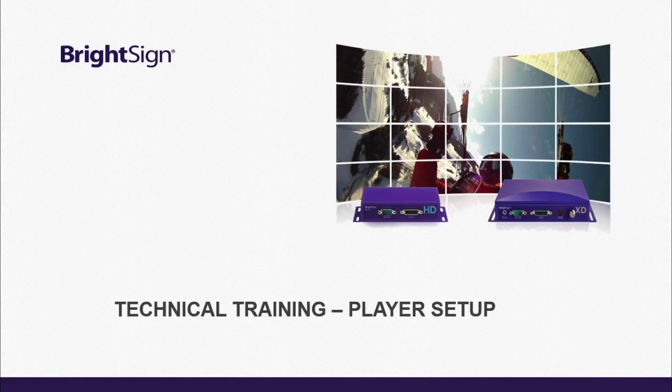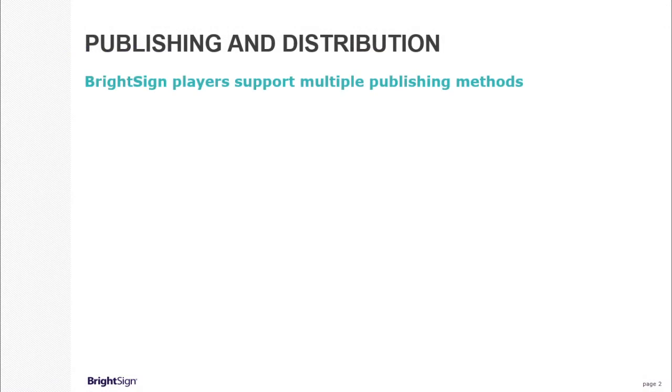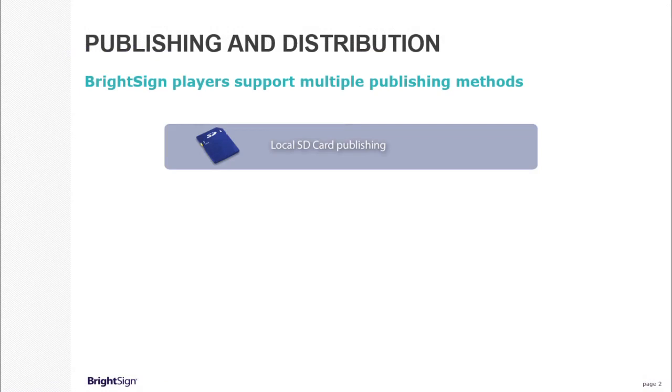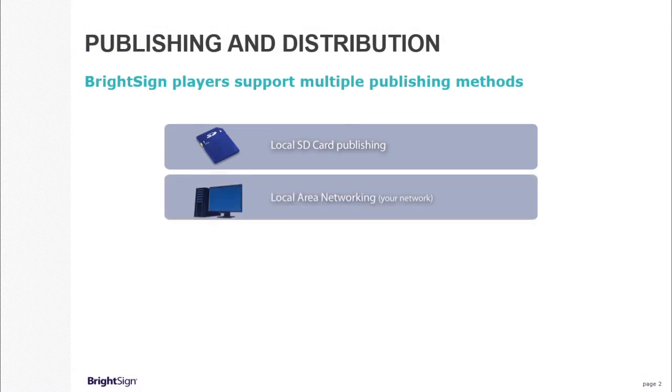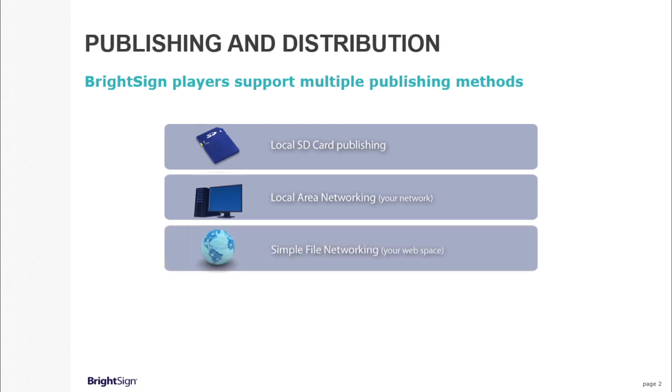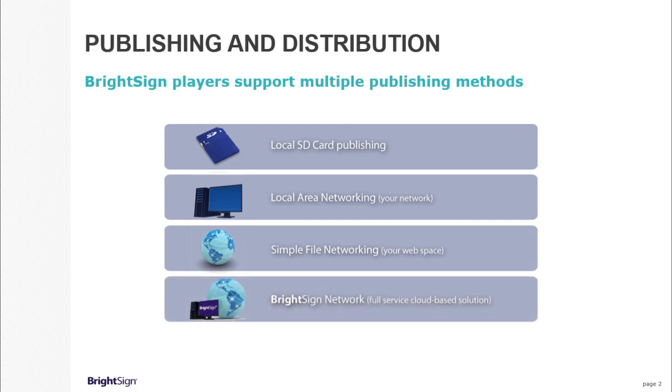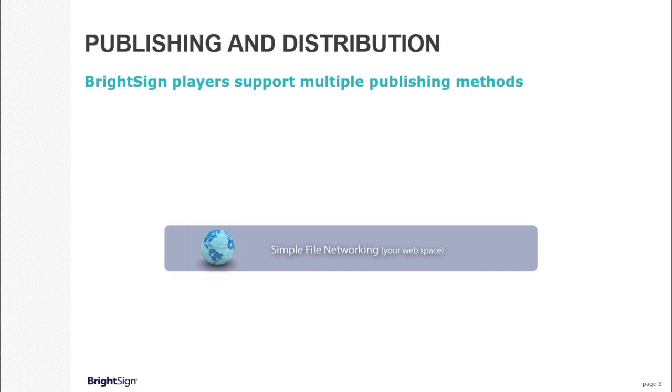In this technical training module, we will discuss how to configure a BrightSign player for simple file networking. As previously discussed, BrightSign players support publishing via 4 basic methods. You can publish directly to an SD card, you can publish over your local area network, you can publish by means of a web server, we call this simple file networking, or you can publish using our BrightSign network hosted service. In this module, we will focus on simple file networking.